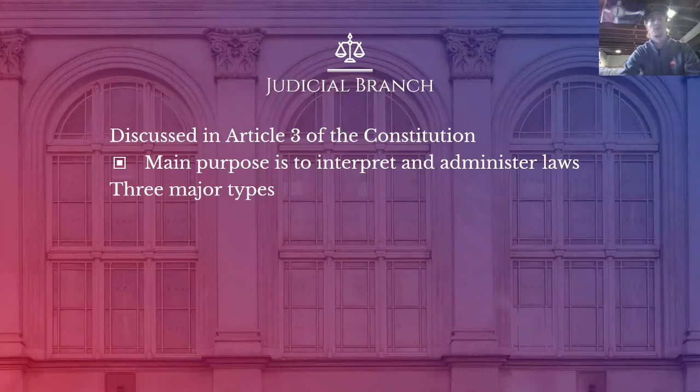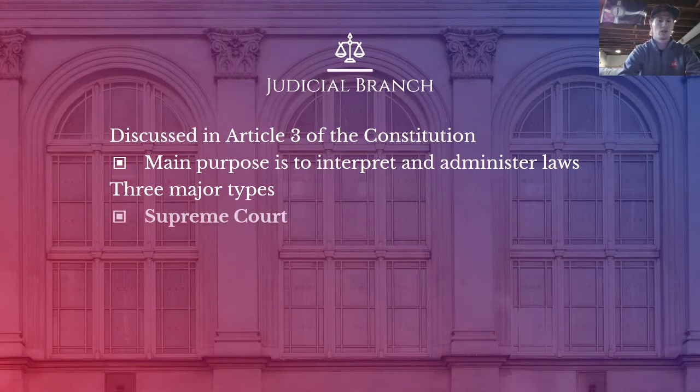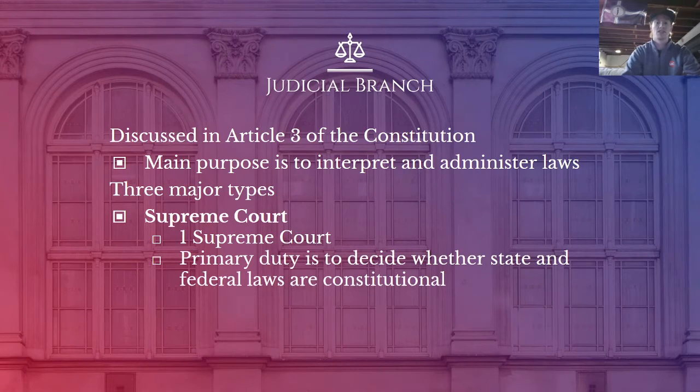There are three major types of courts in the Judicial Branch. The first, of course, is the Supreme Court. There is one Supreme Court, and its primary duty is to decide whether state and federal laws are constitutional, meaning laws that the federal government or state governments make do not break the Constitution. We're going to come back to that again.